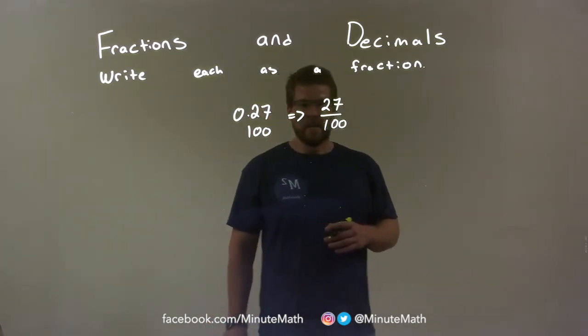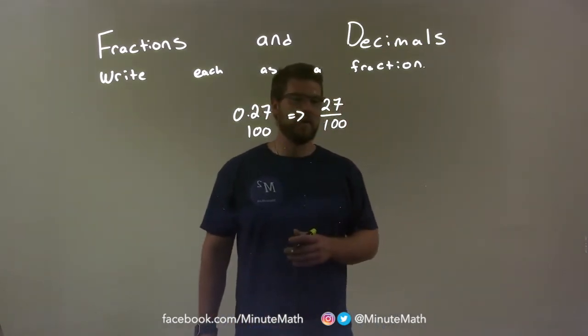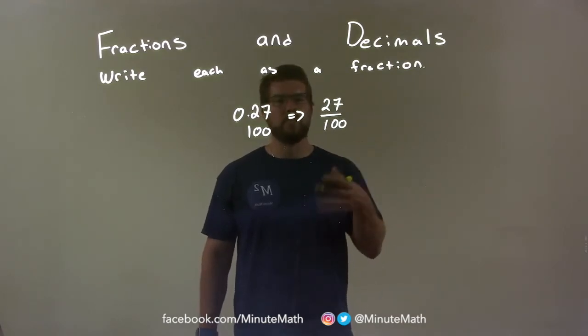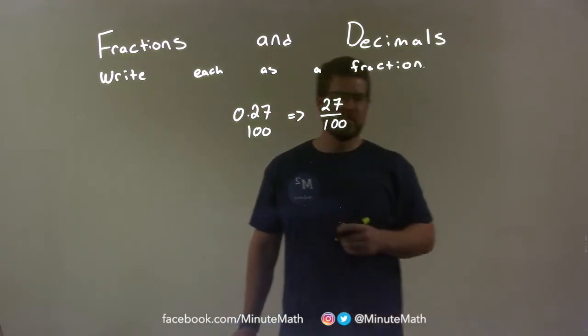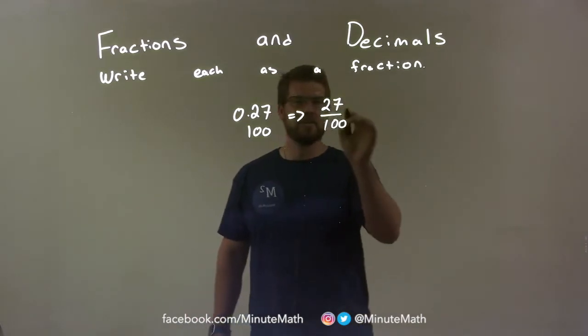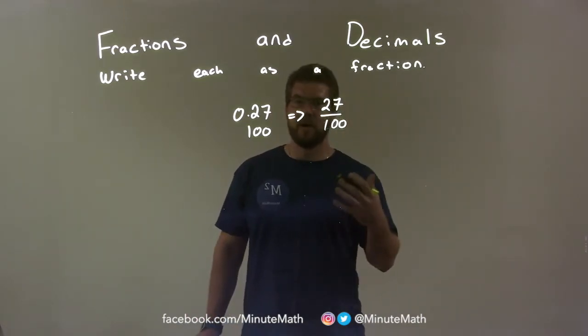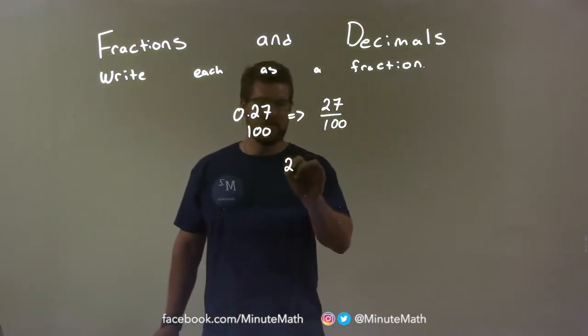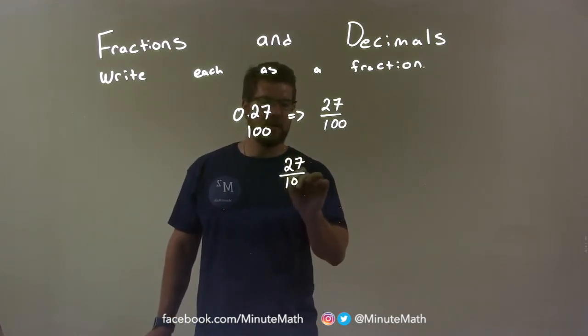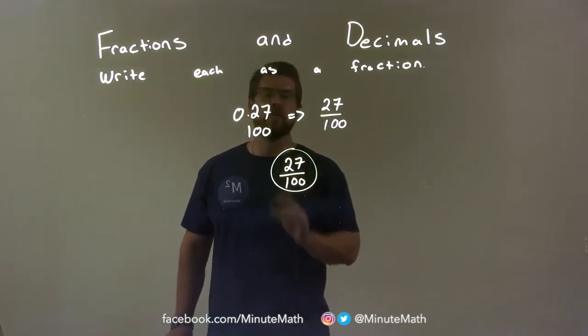Well, 27 is divisible by 3 and 9, right? If it's 9, it's also 3, but 3 doesn't go into 100. And there's nothing actually that goes into 27 that goes into 100 as well. And so our final answer is already written. Pretty easy here. It's just 27 over 100, and it's most simplified form.